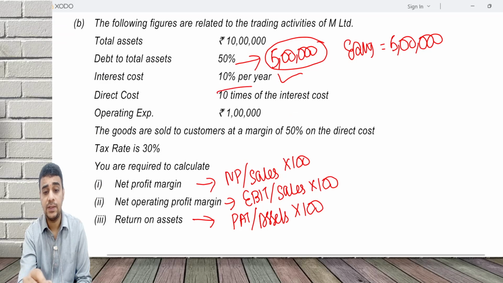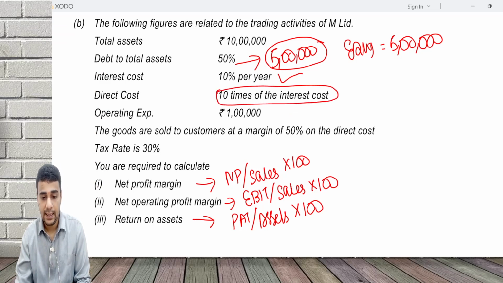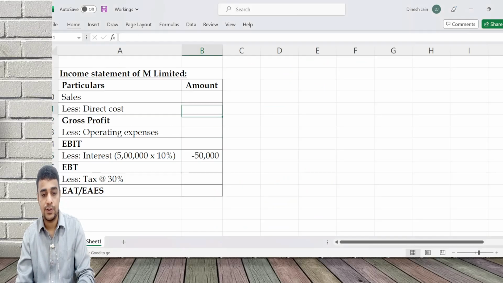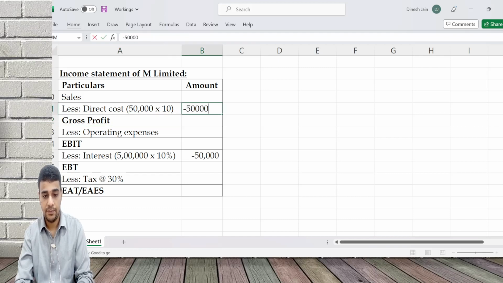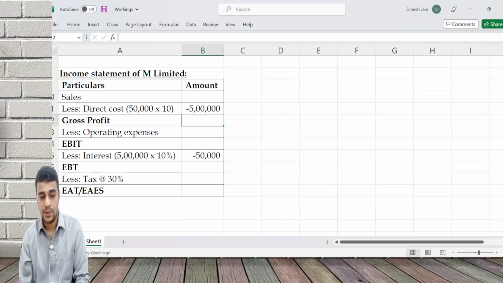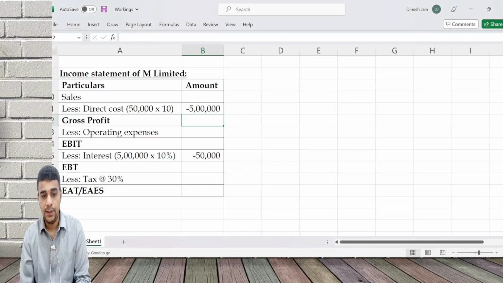Direct cost is 10 times of the interest cost. So 50,000 into 10, which is 5 lakhs.